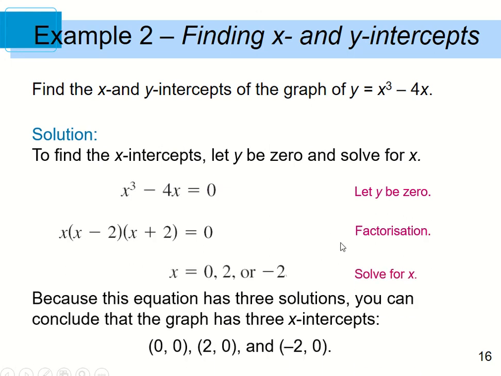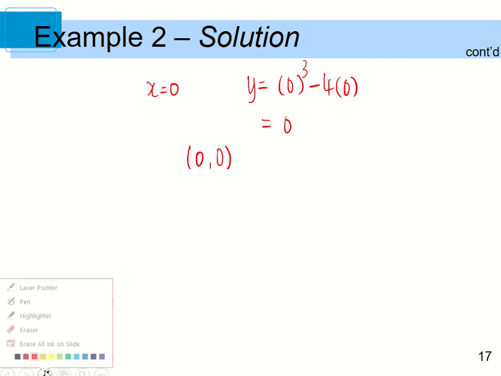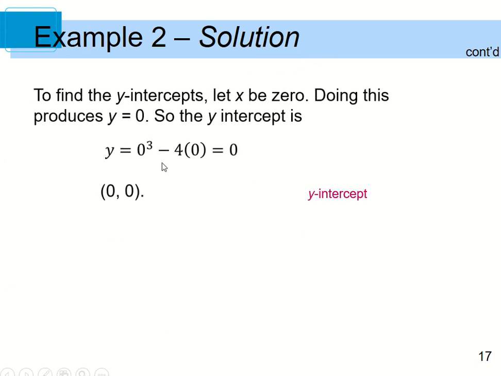Now, how do we find the y-intercept? To find the y-intercept, we know that the x is 0. So we substitute into the equation y equals x to the power of 3 minus 4x, and from here we get y is 0. Therefore, (0, 0) is the y-intercept. So this is the proper solution.